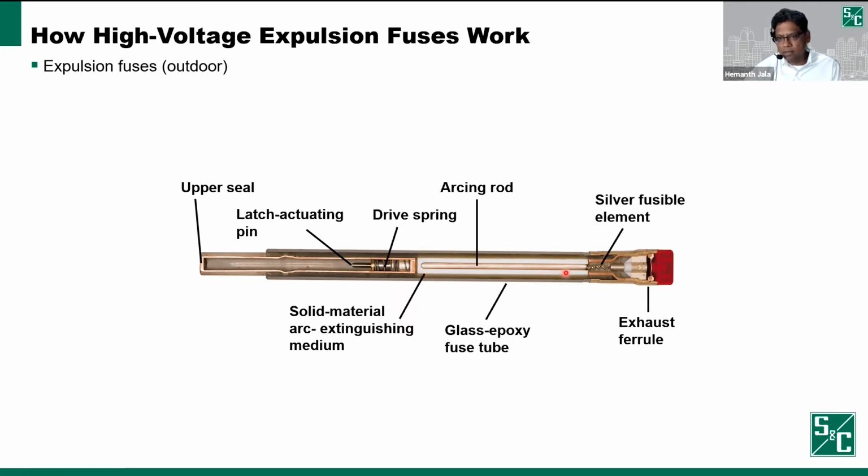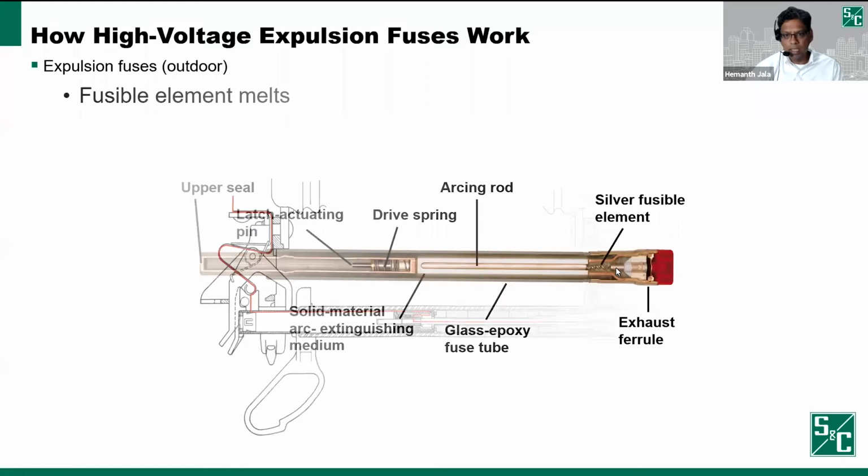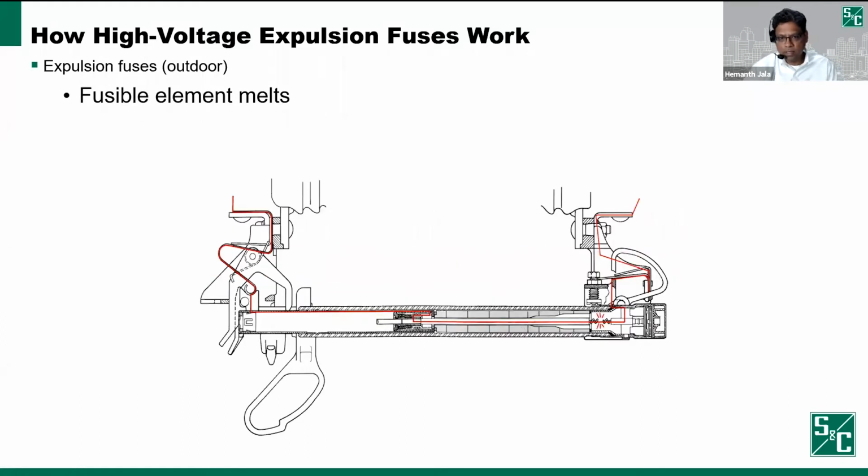What happens when there's a fault current situation is this element melts, and then there is an arc between these 2 points. Then the spring is pulling that arc into this solid material arc extinguishing medium. That arc interacts with that medium and generates some gases, which go through the process of extinguishing the arc, and essentially it'll stop the flow of current. I'm going to show a sequence of operation in the next few slides on how this actually works.